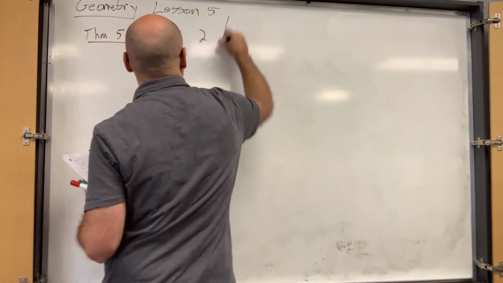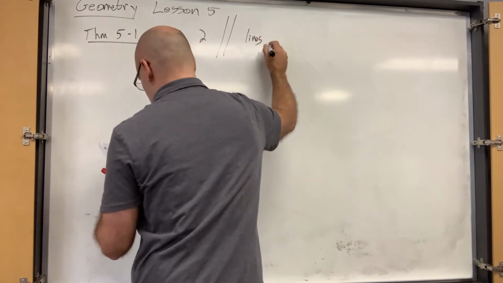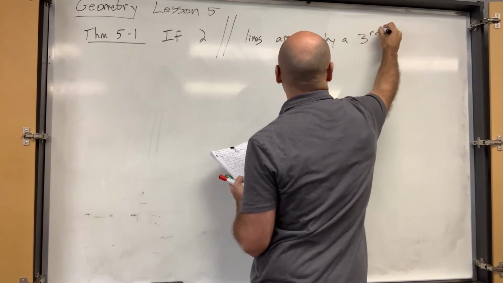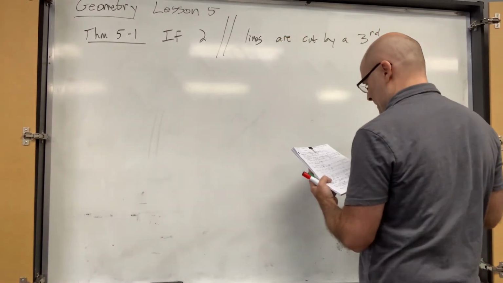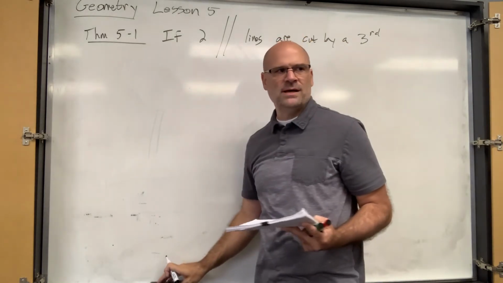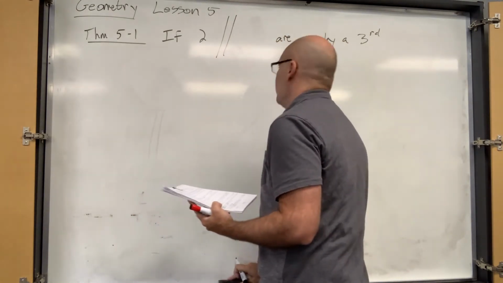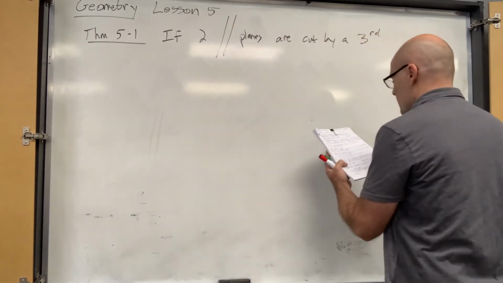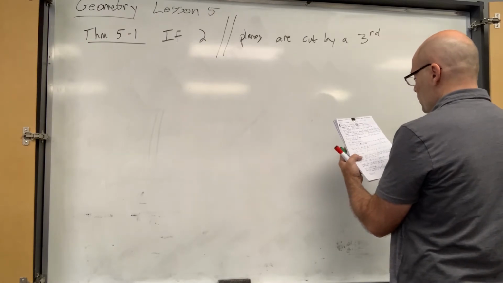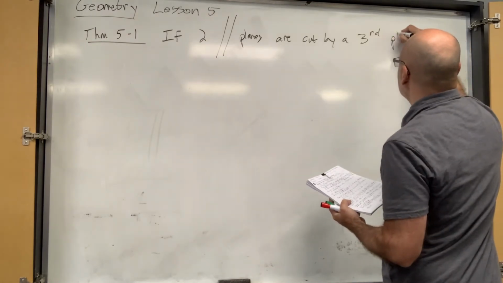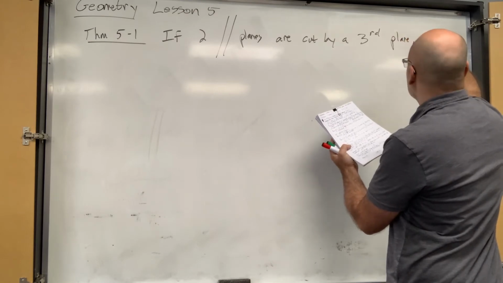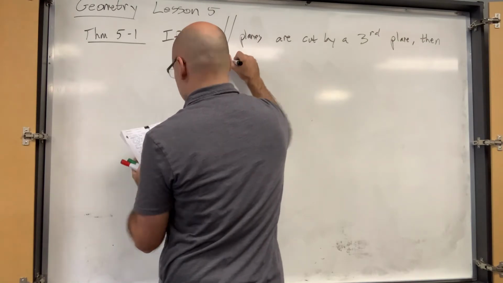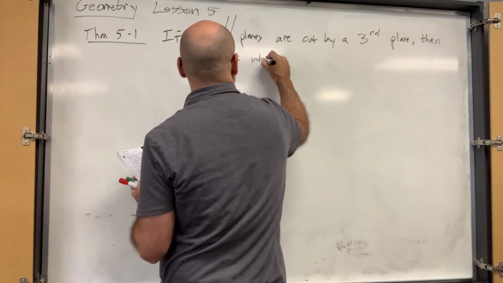If two parallel lines are cut by a third. Oh, sorry, don't say lines. I got carried away because usually when you're talking about parallel, you're talking about lines. If two parallel planes are cut by a third plane, then the lines of intersection are also parallel.